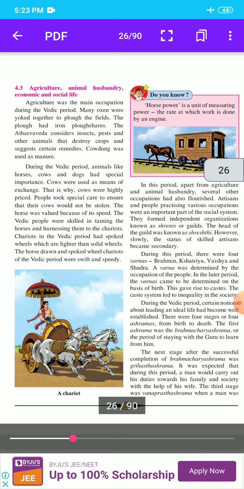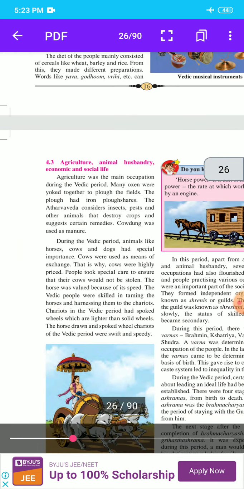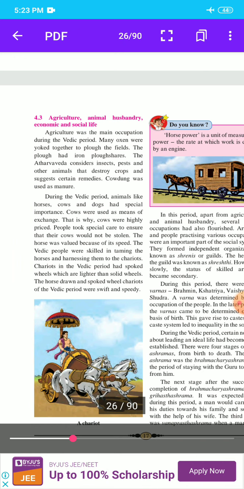Now let us start our next point: agriculture, animal husbandry, and economic and social life. Here we explain that agriculture was the main occupation during the Vedic period. You know, student, agriculture was the main occupation, and it is even now. But during the Vedic period agriculture was the main occupation.